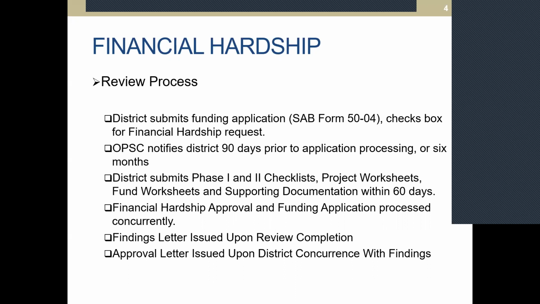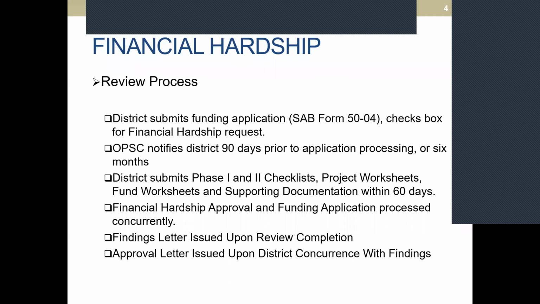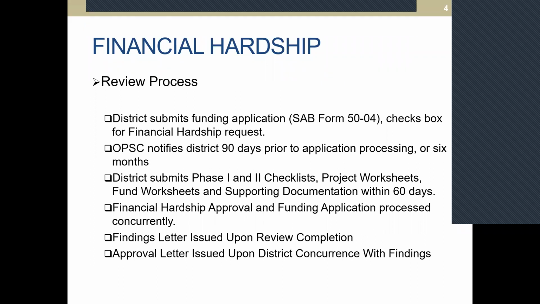The financial hardship approval and funding application are currently processed concurrently. If some of you have been in the program prior to the PIF rounds, the priority and funding rounds, hardship was the first thing you would do in the process. You would get your financial hardship approval first. Once you had that approval letter, then you would submit your 5004. But since we switched over to the priority and funding rounds, we do the hardship approval and the funding application concurrently, on 2 separate tracks at the same time.